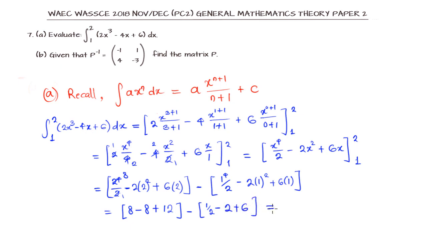So solving this, the 8 will nullify each other. We have 12 minus, now 6 minus 2 is 4. 4 plus half is 4.5. So we have 12 minus 4.5, which is 7.5 as our answer.